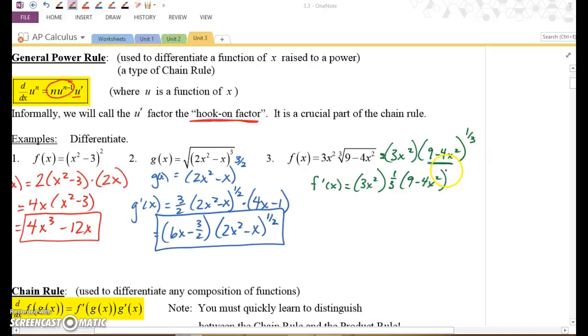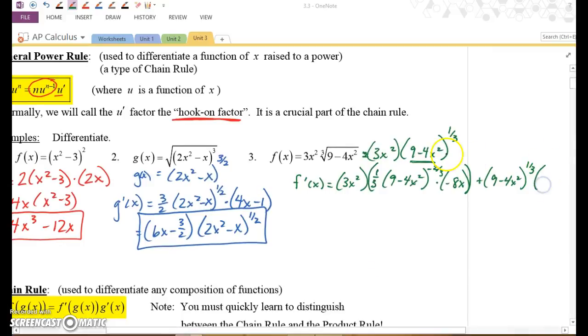And 1/3 minus 1 is negative 2/3. And I have to multiply by the hook-on factor of the inside. So the derivative of the inside would be negative 8x. Okay, so that's the derivative of the second piece. Moving through the product rule, then I say plus the second, which I just write as is, d first. And when I derive the first piece, the 3x squared, that gives you 9x. So that is officially the derivative of my f function.